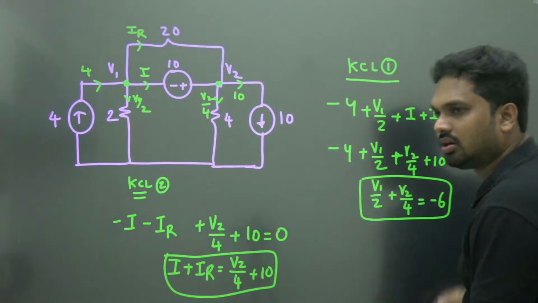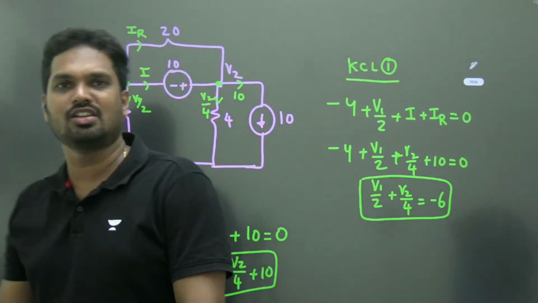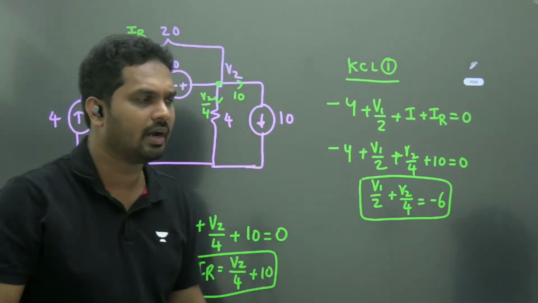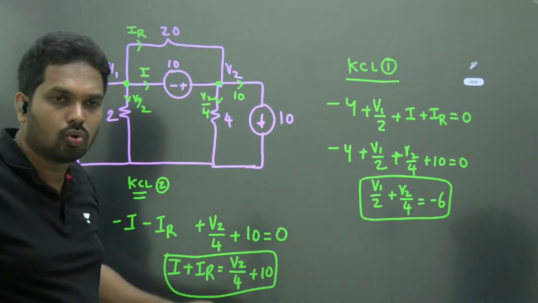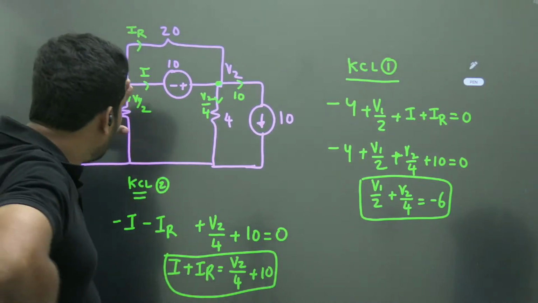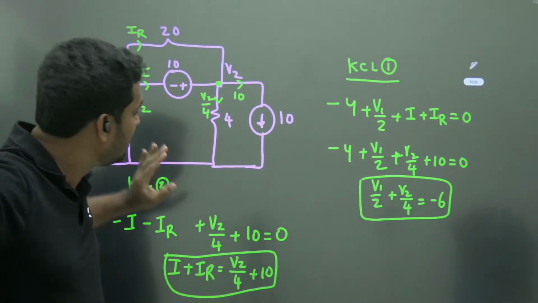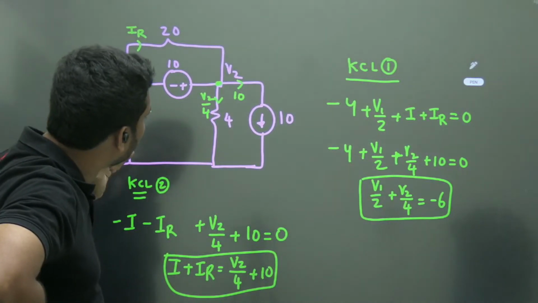That's all. ठीक है। So here the concept of supernode is very simple, my dear friends. When there is a voltage source here, this is an unknown quantity. To avoid this, हम क्या करेगा? KCL चाचा क्या बोला हमने? The current entering the node is equal to current leaving.